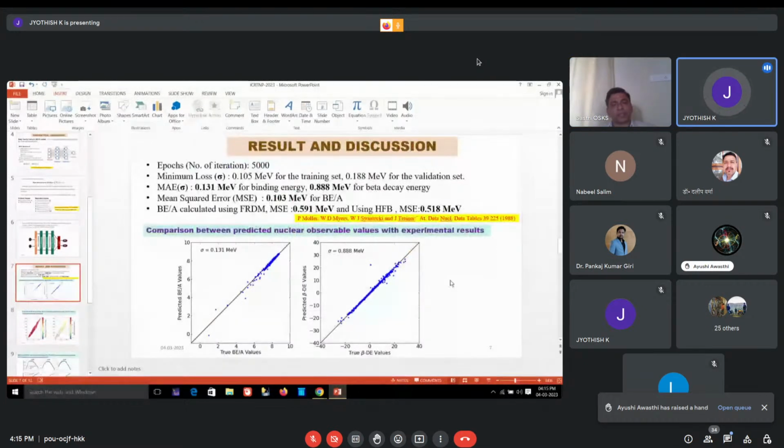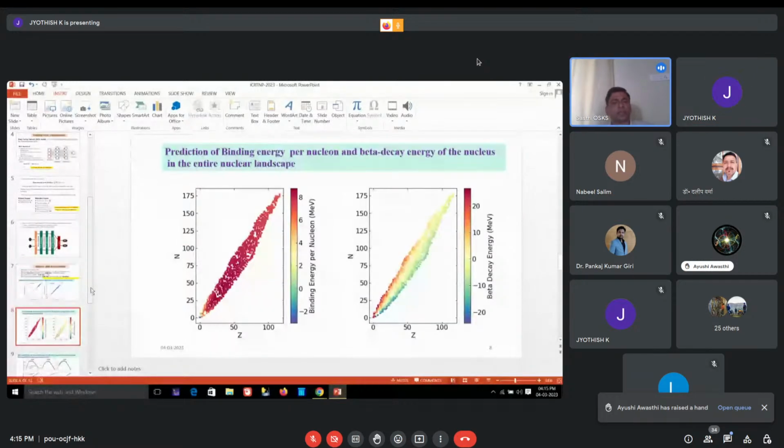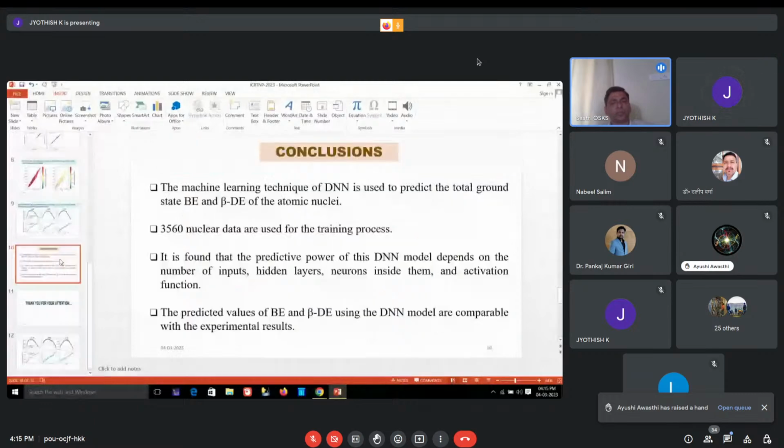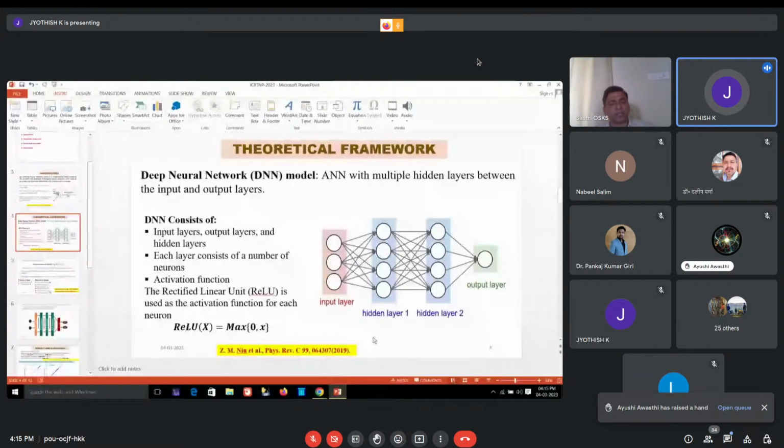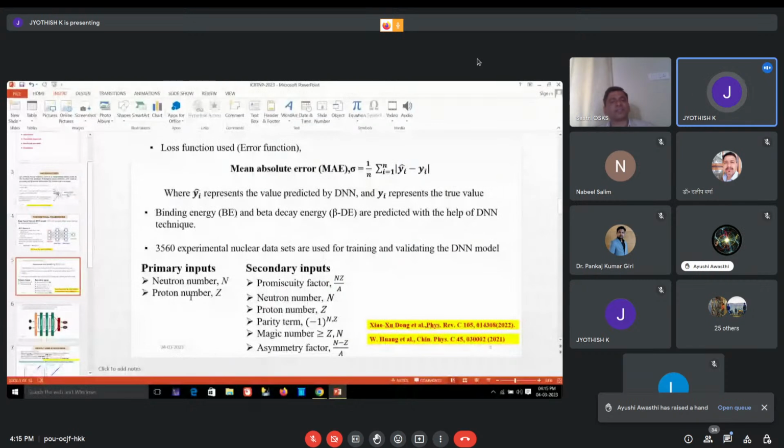There are two things I didn't understand. When you are using deep neural networks, you don't actually need to give any other input, but you have given a secondary input as well. Yes, actually first we tried only the primary inputs, so we didn't get that much accuracy. That's why we went for the secondary inputs. That means you're giving some information from physics, right? Yes. So you can't simply call it a deep neural network, because a deep neural network is something which will learn these things on its own.